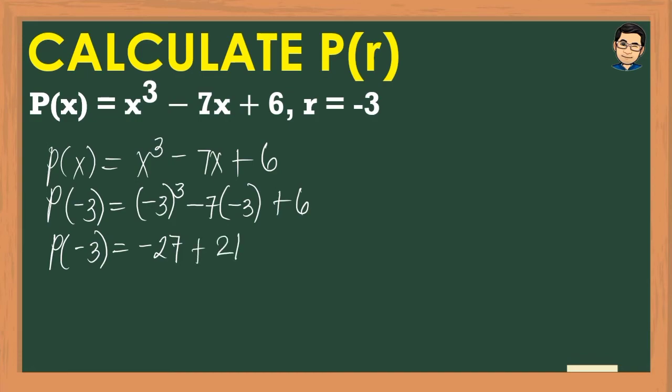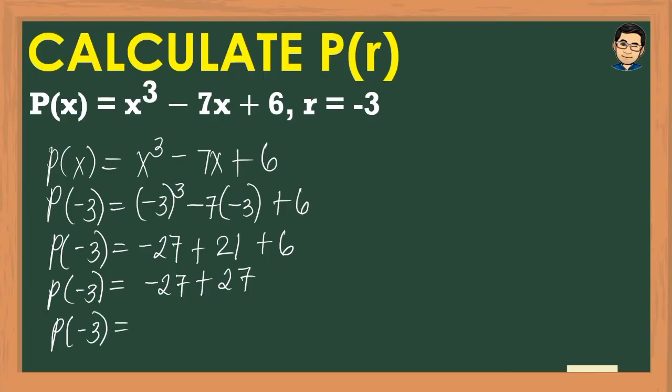And then plus 6. Next, P of negative 3 is equal to negative 27 plus, pagsamahin po natin yung 21 and 6 dahil pareho silang positive. So, 21 plus 6, that is 27. Finally, negative 27 plus 27, that is 0. So, you can see, 0 po yung ating nakuhang remainder.